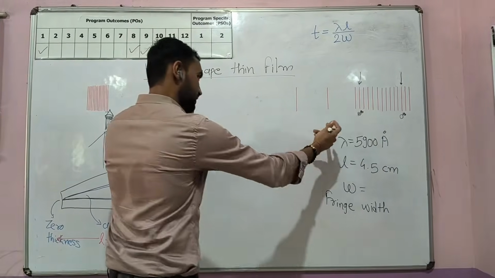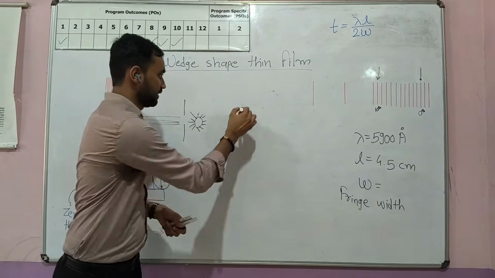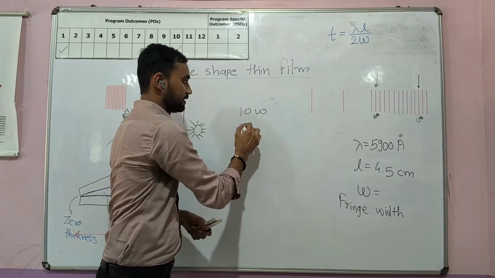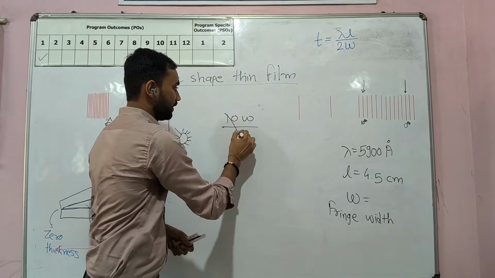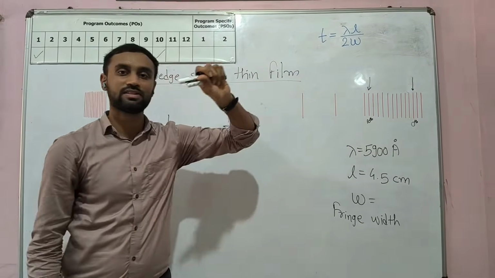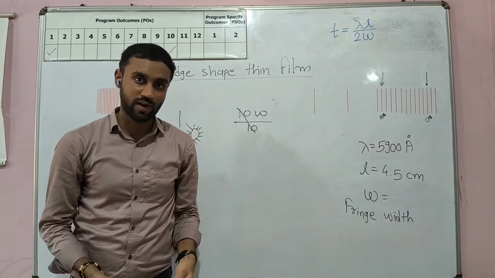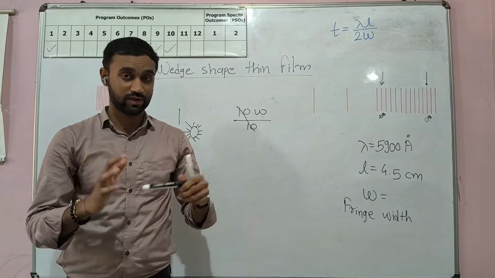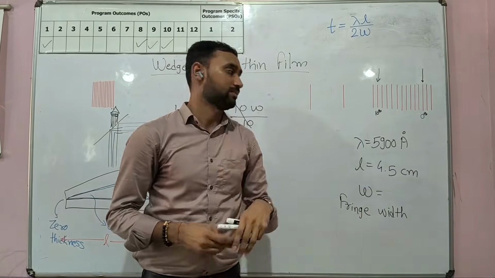If I take the subtraction of both positions, I will get the thickness of 10 fringes. If I divide this value by 10, I will get the value of W. Let's substitute that value of W here, and you get the value of T. Job is done. Okay, fine. This is the thing we are going to do, and not just one time. We will be doing this 3 times.